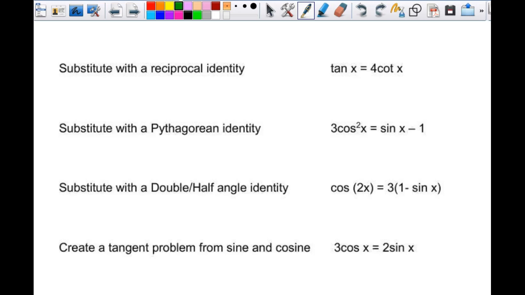What's your Pythagorean identity that I could substitute in here? Yeah, this is cosine squared x plus sine squared x equals 1, right? That's your Pythagorean identity. So this would be 1 minus sine squared x. So this would be 3 times 1 minus sine squared x equals sine x minus 1. Okay. And then you would distribute and you could just work it from there, but it gets everything in sine. Does that make sense? I'm not going to finish that out because that's what the next example is anyway.